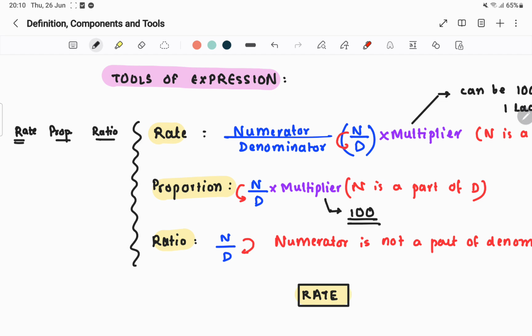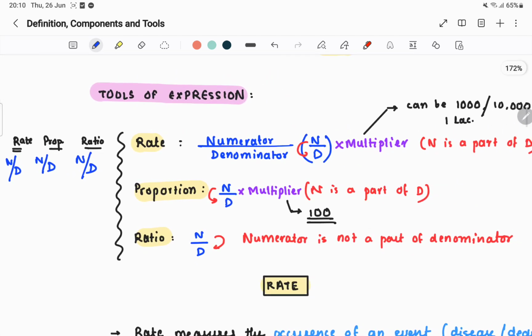Rate is all three, just follow me, all three are numerator upon denominator. A terminology, okay, what is the rate? Rate is in which, let's say, literacy rate is measured: how many people are literate among the people, right? So the numerator is a part of the denominator.